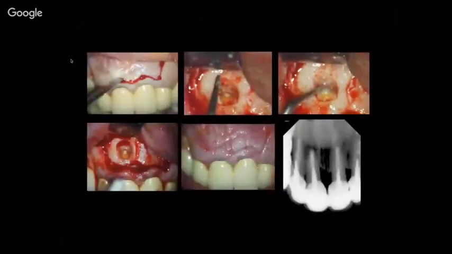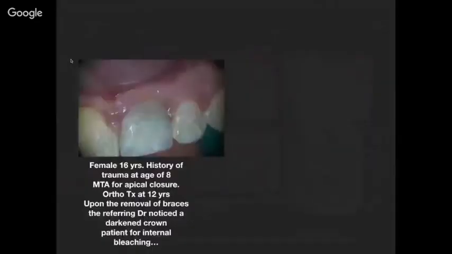So this is how the surgery was conducted. I reflected the flap and discovered that all I had seen on the CBCT was there. I could prepare a retrograde cavity, 3 millimeters in depth, fill the root canal, and that was the final X-ray right after the surgery.